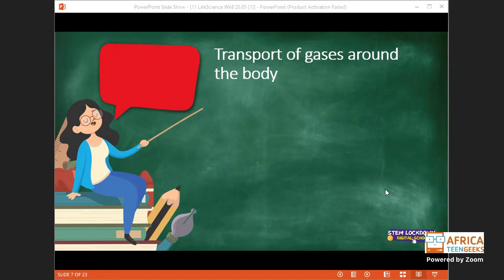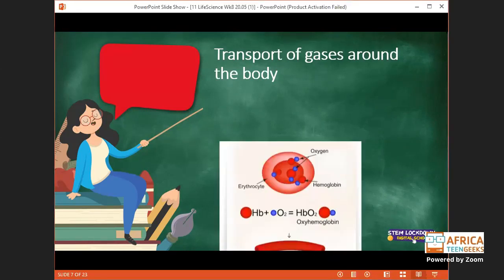Then once it gets into the blood, it will bind to the red blood cells, okay? And in the red blood cells, we have what we call hemoglobin, and the oxygen will bind to the hemoglobin, causing the molecule to be oxyhemoglobin, and that is how it will travel to the various cells in our body, okay? So now let us look at the information we have.